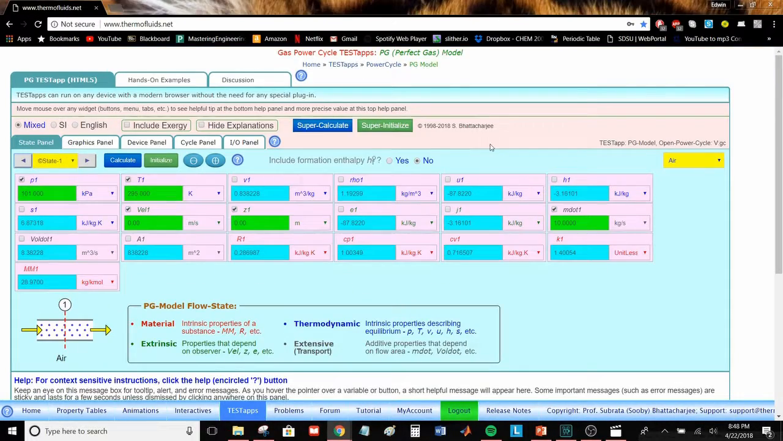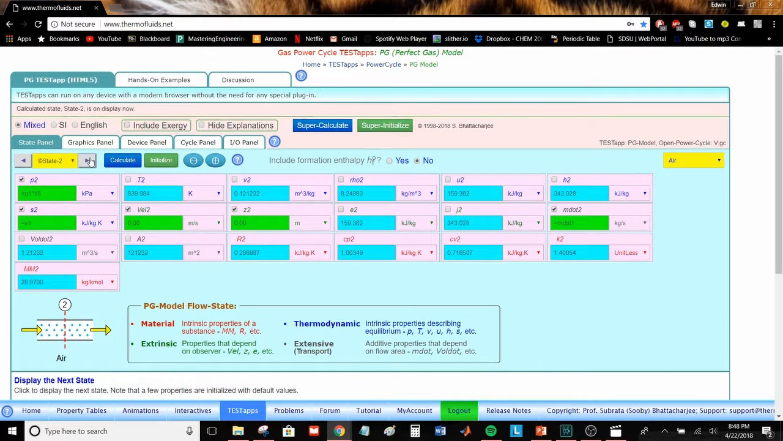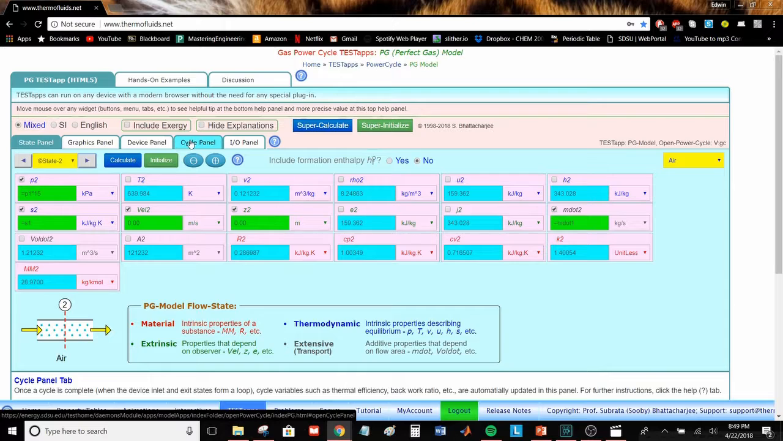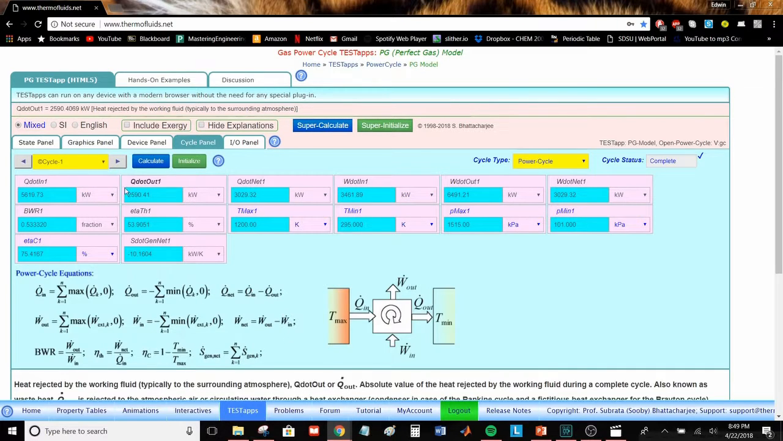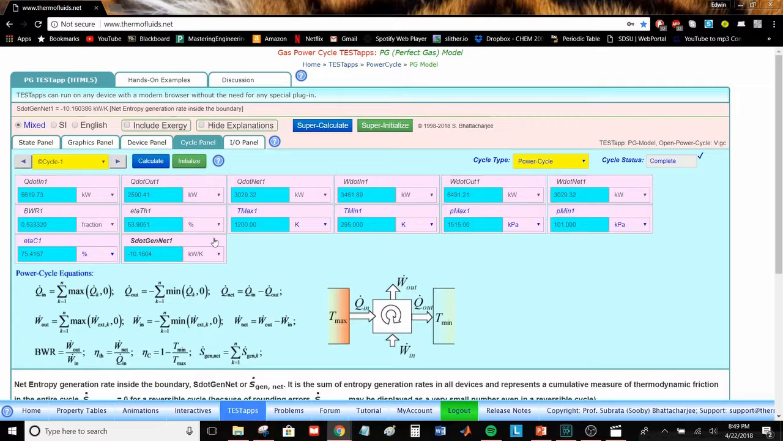Now when we consider the what-if scenario, in state 1, mass flow rate changes to 10 kilograms per second, and in state 2, the compressor pressure ratio changes to 15. Now we can check how that affects thermal efficiency, which we can see increases to roughly 54%.